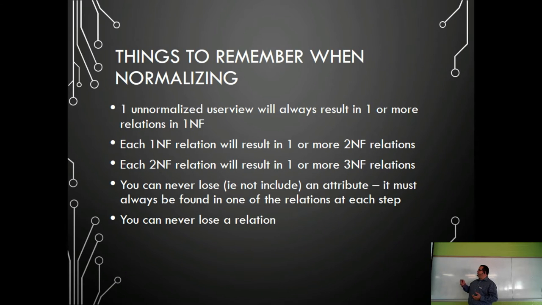In other words, if you were to add up all your different attributes all the way through from start to end, it should still add up, not counting the foreign keys, to the same number of attributes you started out with. Pretty much. So what I'm going to do is an on-the-board example.